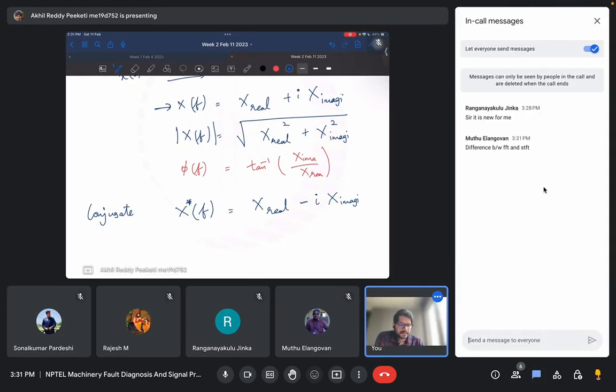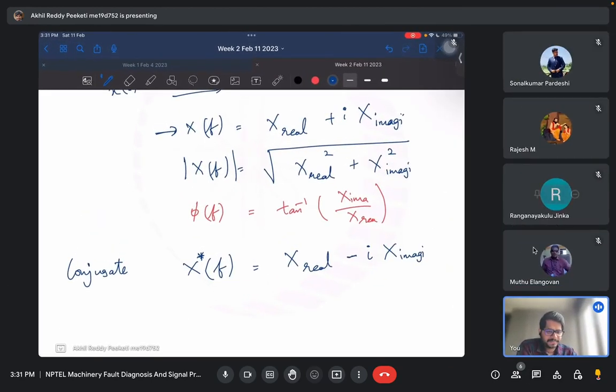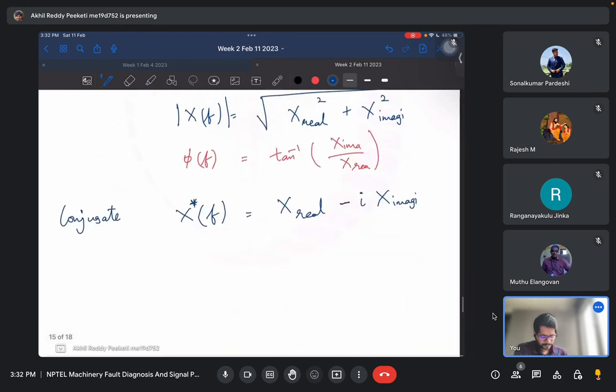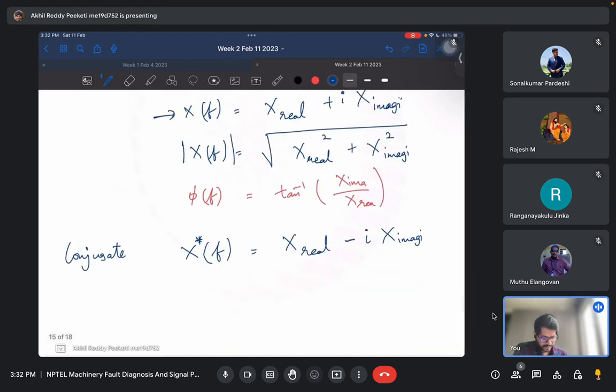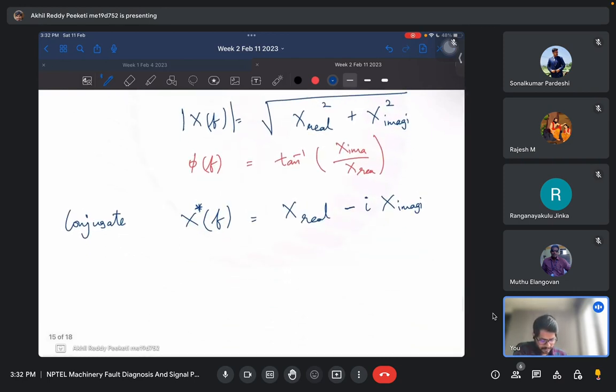So in FFT and STFT, the main difference is the times with which you can do it. Let's say you have a signal, or I will come to it after I explain this question, Muthu. So you have the real component and the conjugate component.